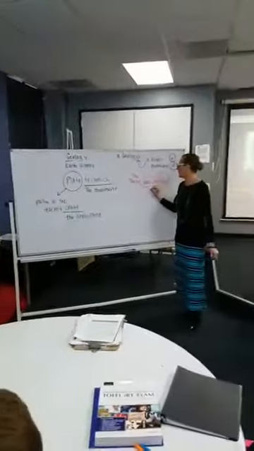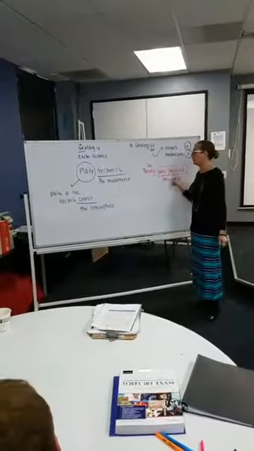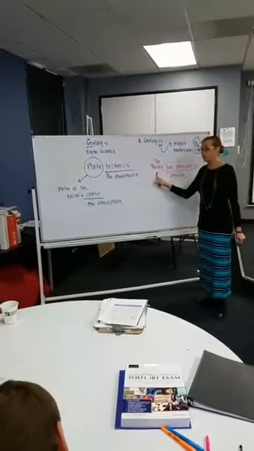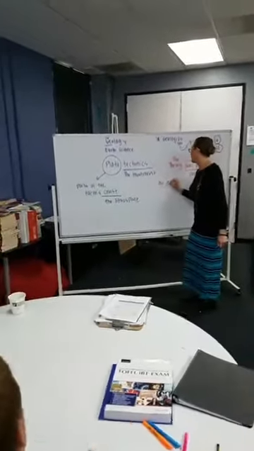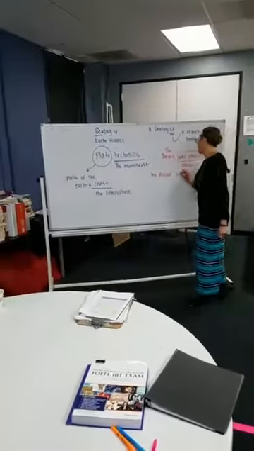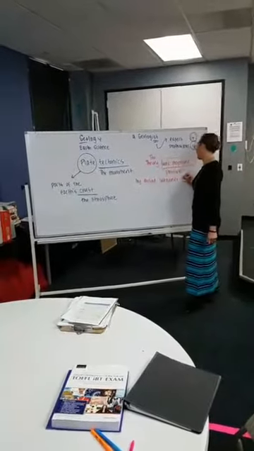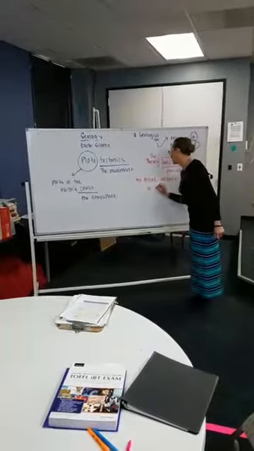First was proposed? Passive, right? It didn't propose itself. The theory receives the action. It was proposed by Alfred Wegener. He's actually pronounced Wagner, right? In the 1920s.